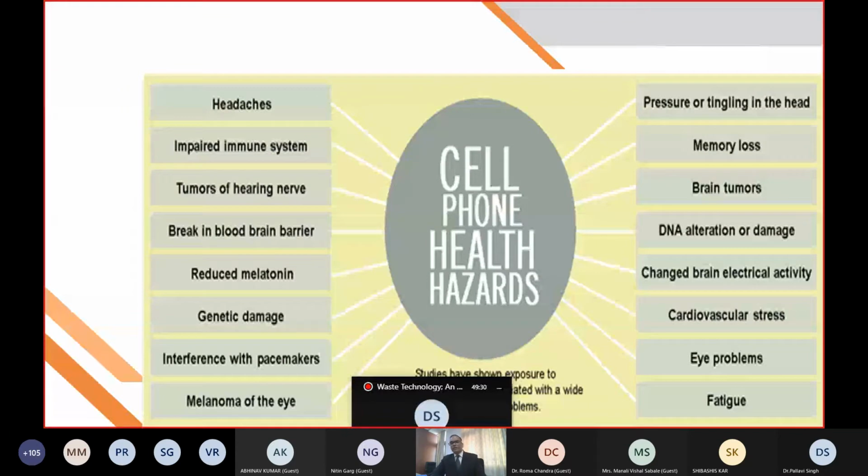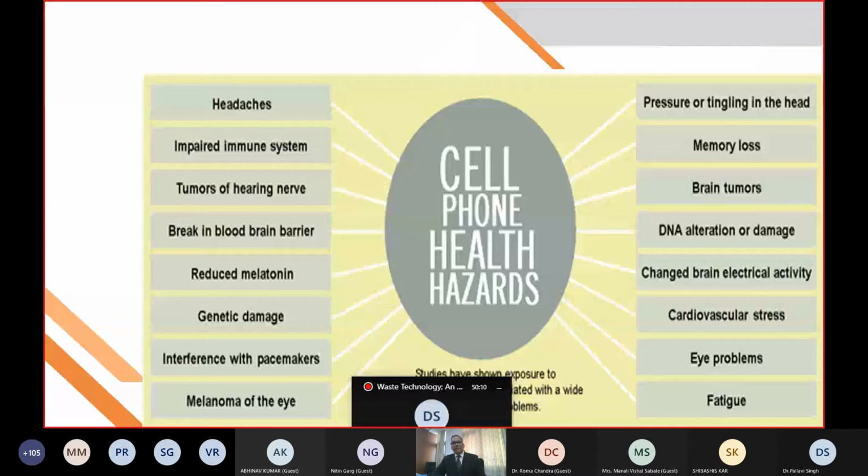Because definitely it will damage the biochemical pathway and definitely it will impair the immune system. Tumors, as I said, if DNA damage is there, sometimes it may not regain back, repair back. If any damage is persistent in the DNA, definitely it may make the tumor or cancer.